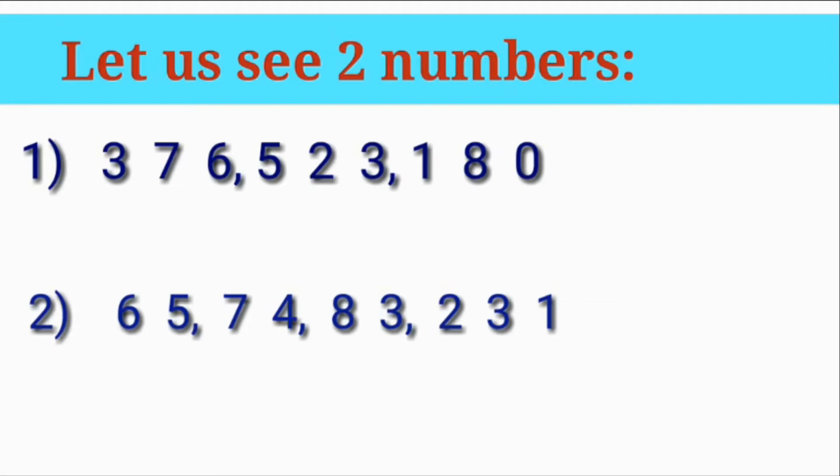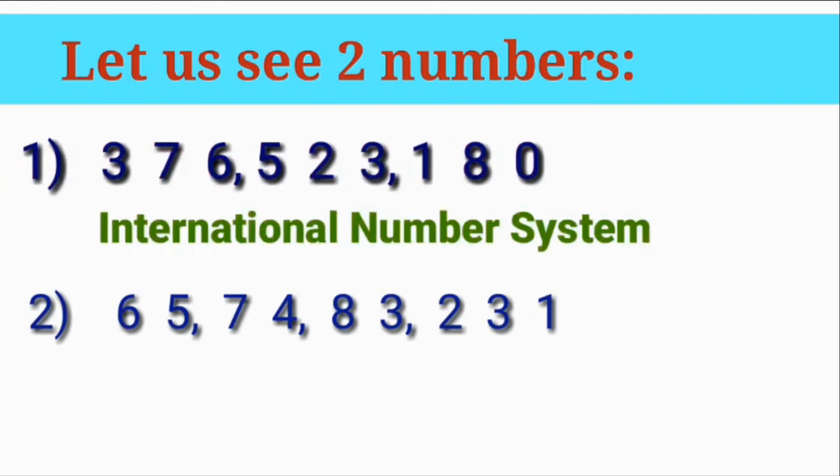So first one is 376,523,180, and it is international number system. The below one is 65 crores 74 lakhs 83,231, and this is Indian number system. So we have put the comma in different ways, and we have come to know the difference because of commas, use of commas.